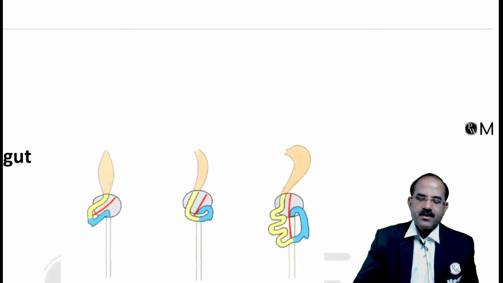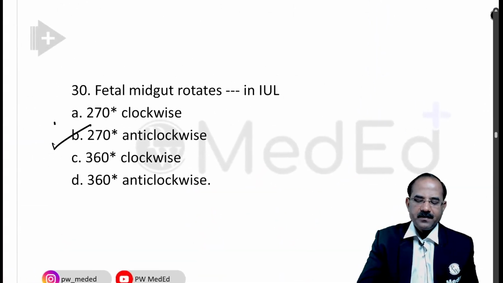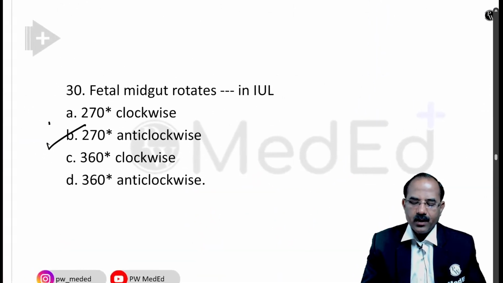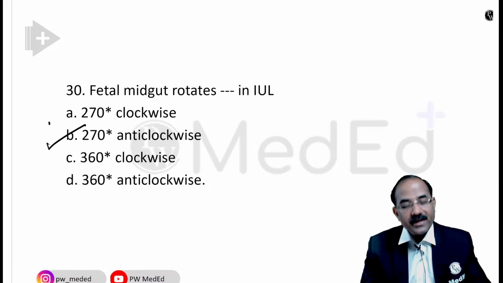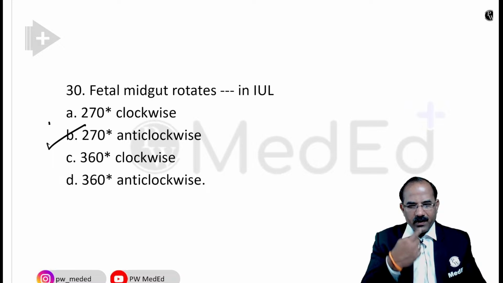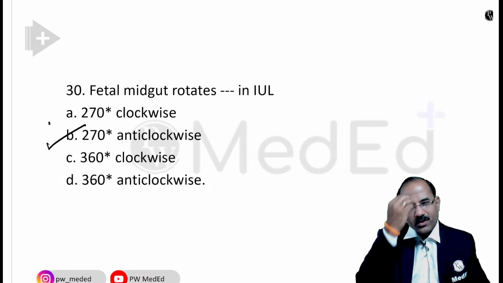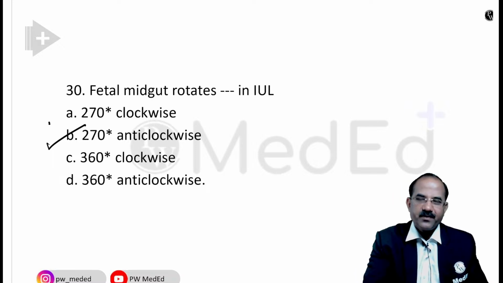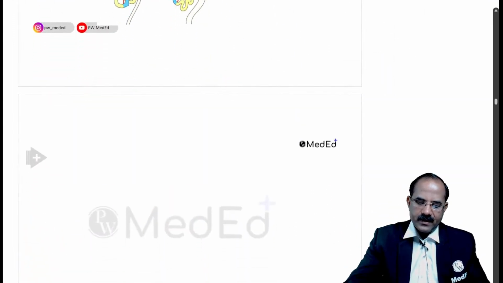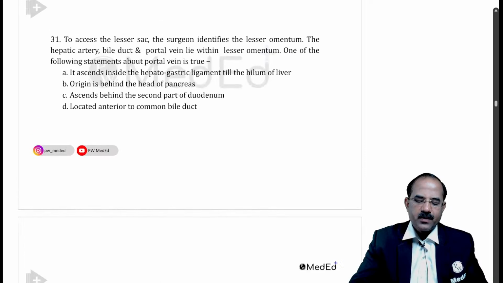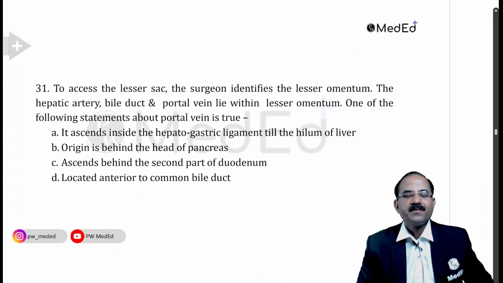Okay. So what is the answer for this MCQ? Look again. Fetal midgut rotates dash in intrauterine life. That's 270 degrees of rotation anti-clockwise. You're looking from front, so it is always going to be anti-clockwise. Fine. Okay, I hope things are clear, students. Things are clear, I hope.